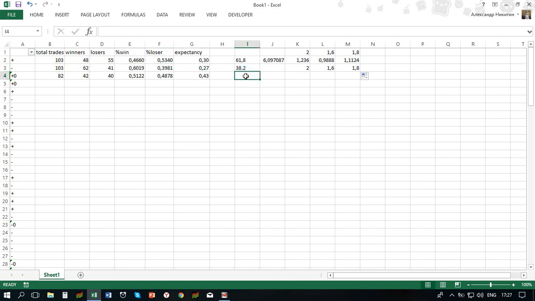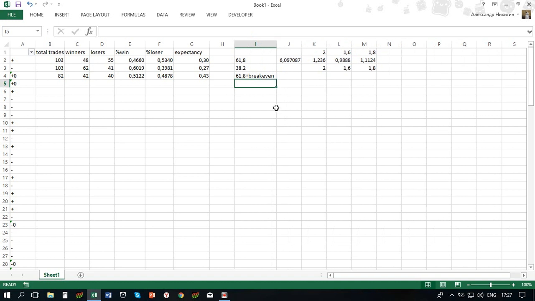Let me type it here so you don't forget that. 618 plus break even. You see the synergy. The synergy means that two things together give better results than they have taken separately. Taken separately, it has 0.3 expectancy.